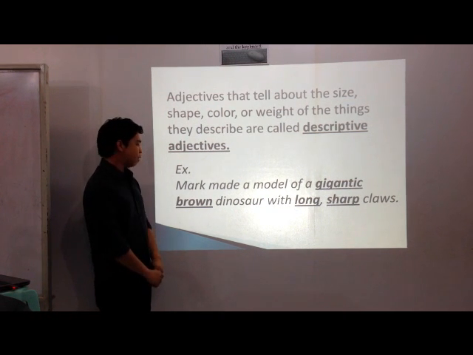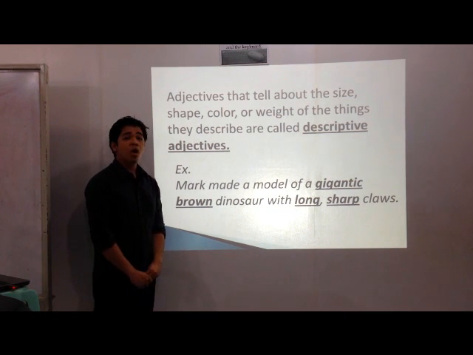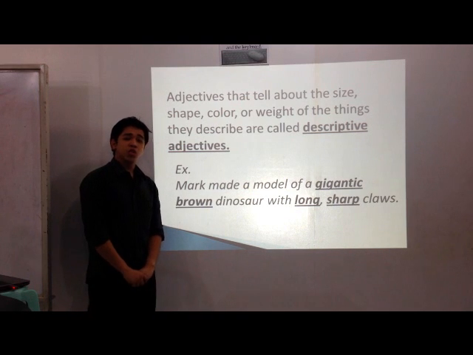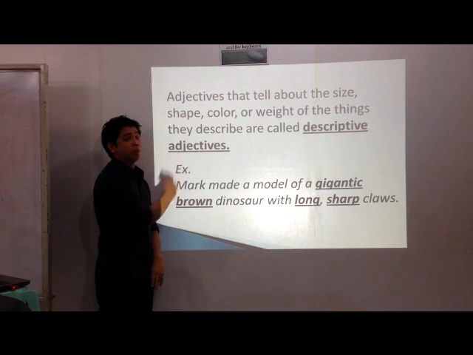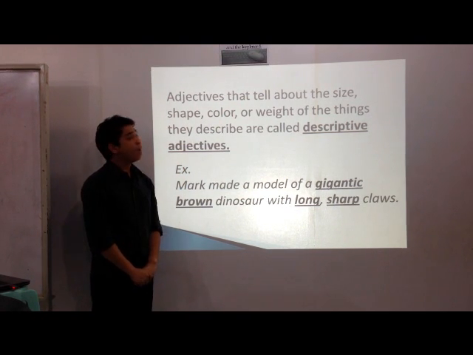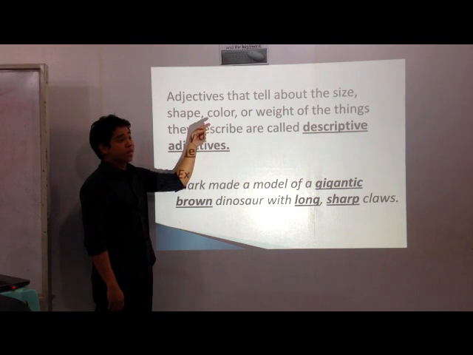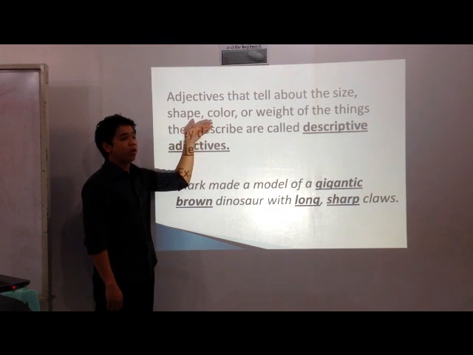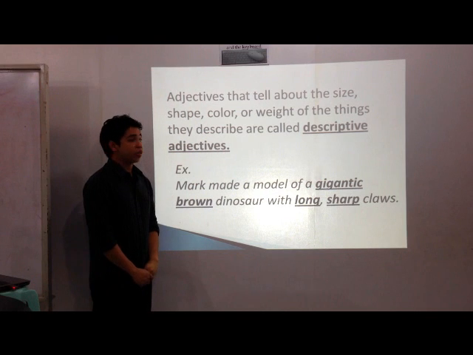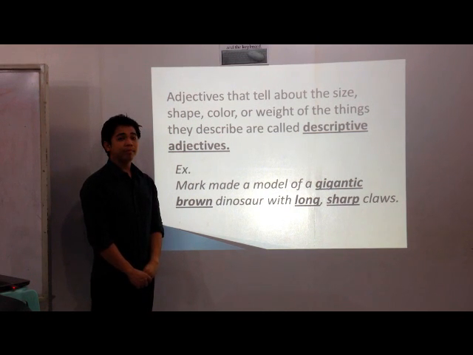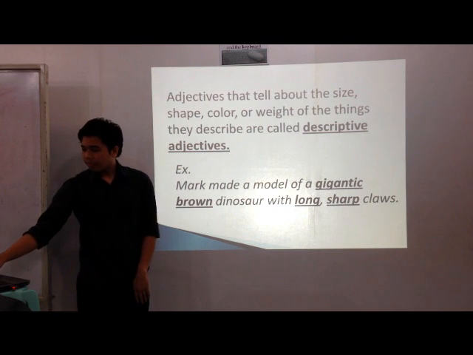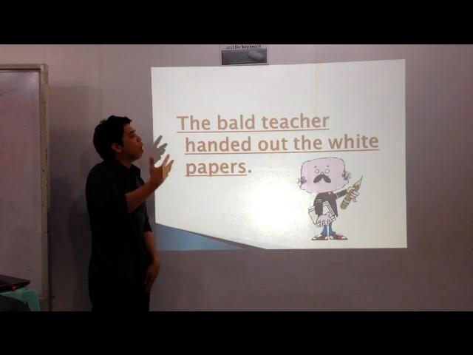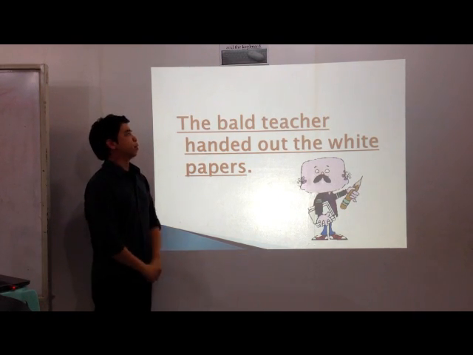These words, gigantic, brown, long, and sharp, are just some of the examples of descriptive adjectives. Why? Because they tell about the size, shape, color, or weight of the things we describe. Is that clear? Okay. Let us try to look at more examples.